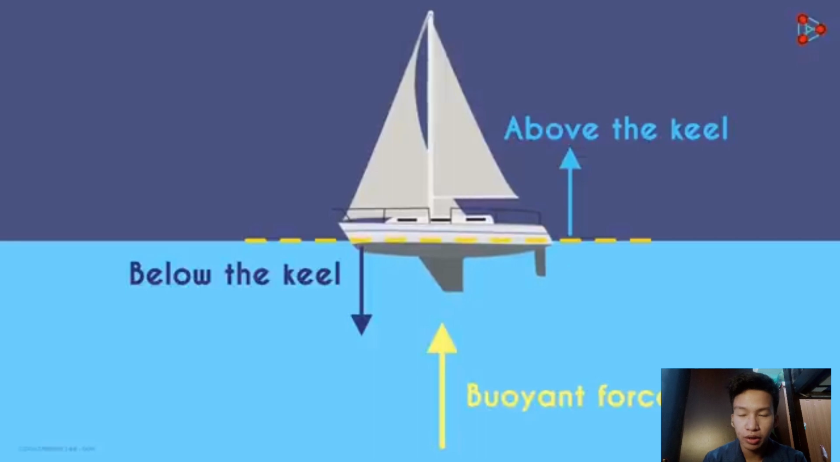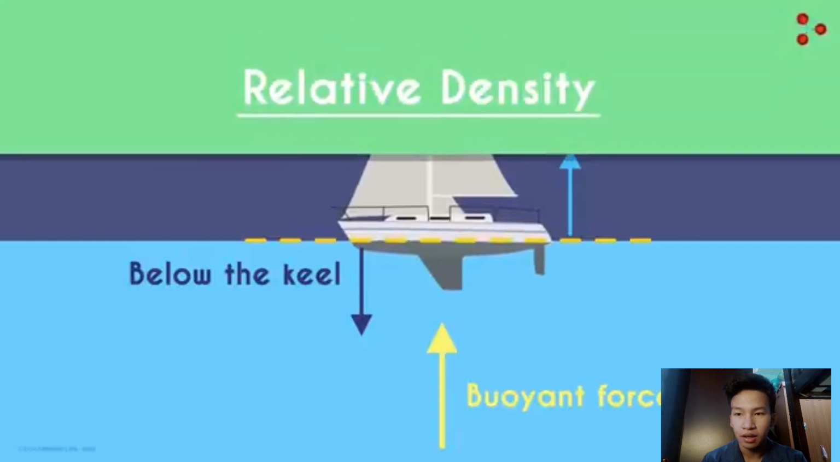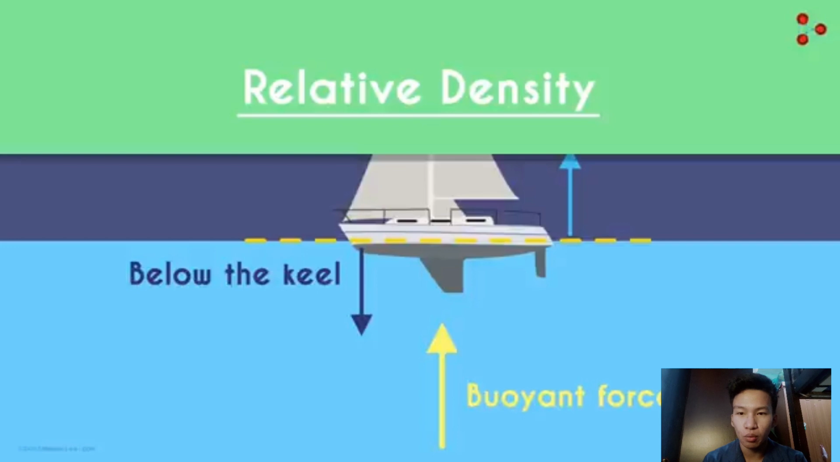That is because the water applies an upward buoyant force on the ship equal to the weight of the water displaced by it. There is just one important concept left in this section, and that is relative density.